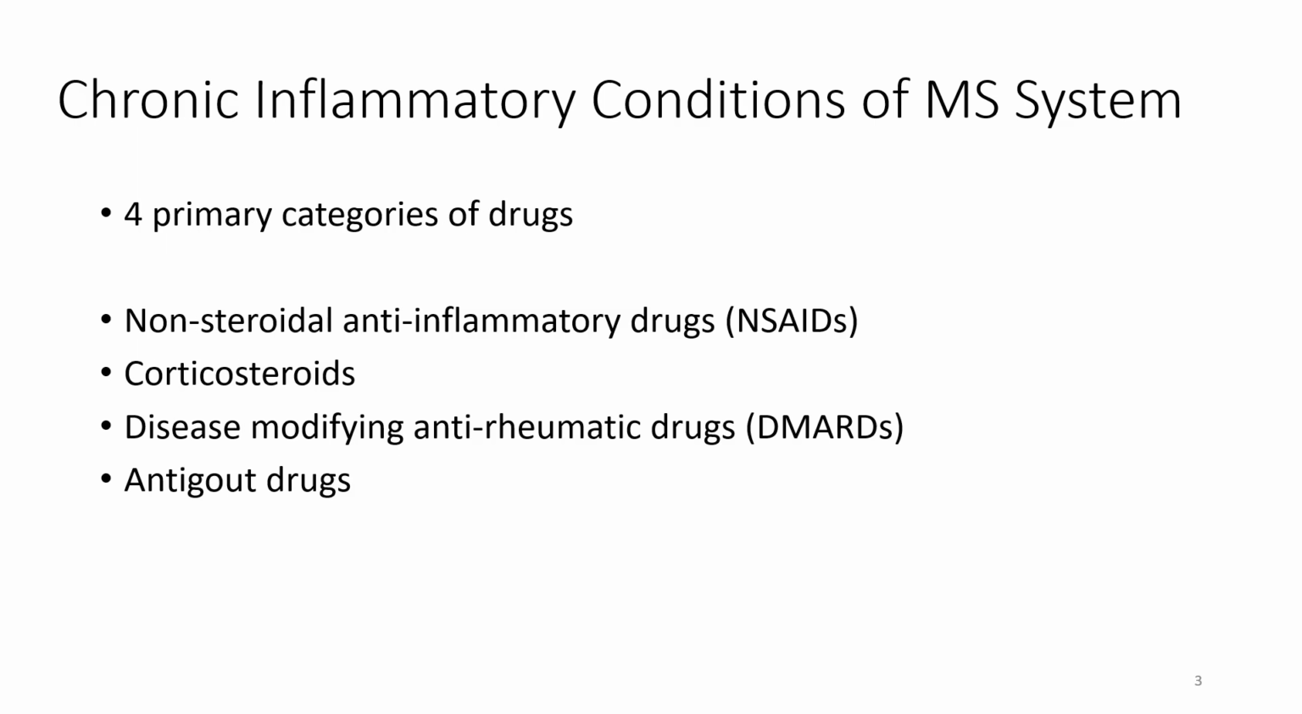So moving through this chapter, we're going to talk about some chronic inflammatory conditions of the musculoskeletal system, and there are four primary categories. So again, that's going to be your NSAIDs, your corticosteroids, your disease-modifying anti-rheumatic drugs, or DMARDs is what you will typically refer to, and our anti-gout drugs. So those are the four primary categories that we're going to talk about. It doesn't seem like a whole lot, but when you start diving into the information, there's a ton of information about each and every one of those categories.